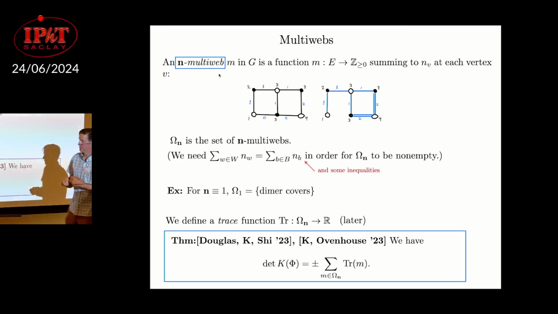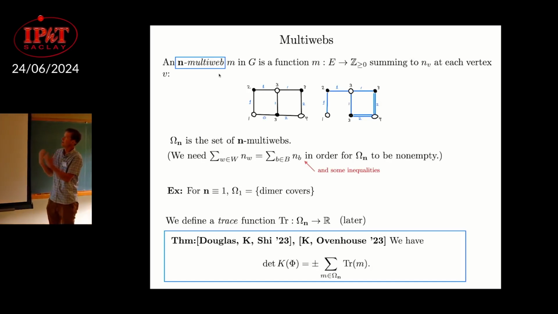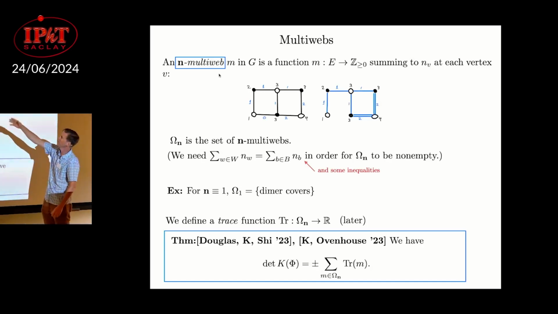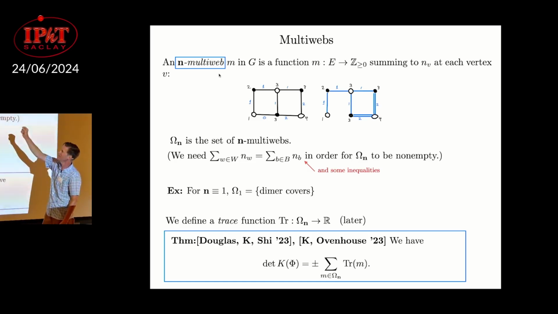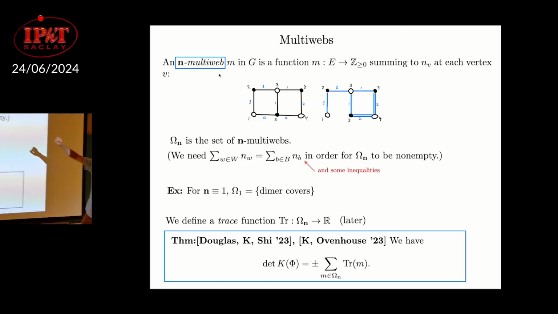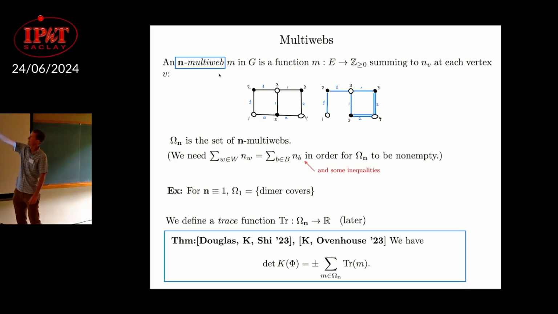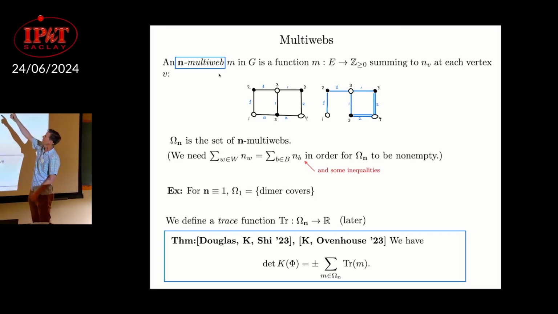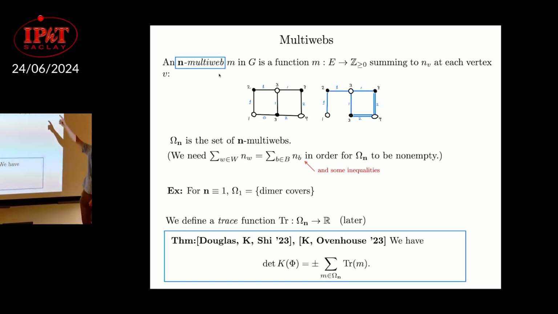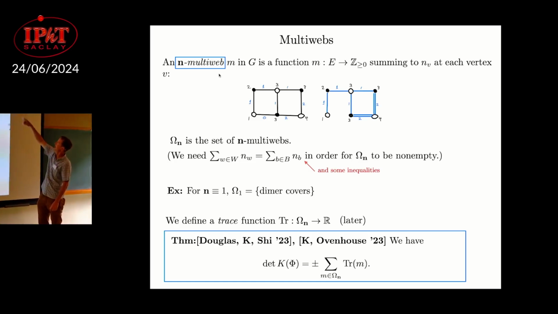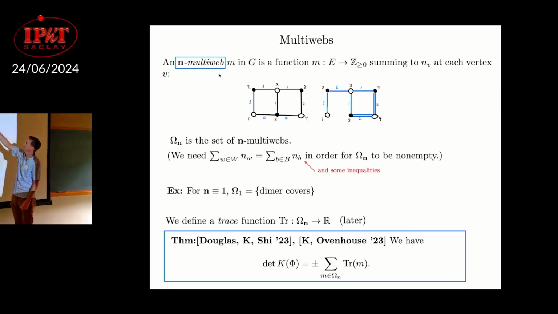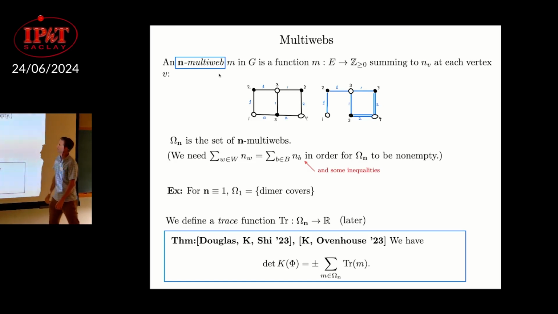Now, the objects which are going to generalize dimer covers are called multiwebs, boldface N multiwebs. The boldface N is just a multi-index, a function from vertices to integers, as indicated. So what's a multiweb? It's just a function on the edges which takes positive integer values, and the sum of the multiplicities around each vertex sums to the vertex multiplicity.